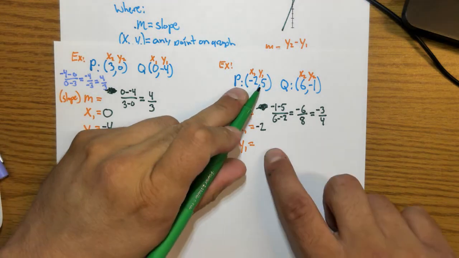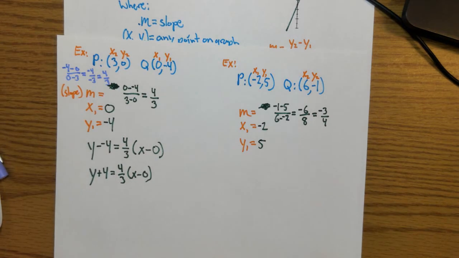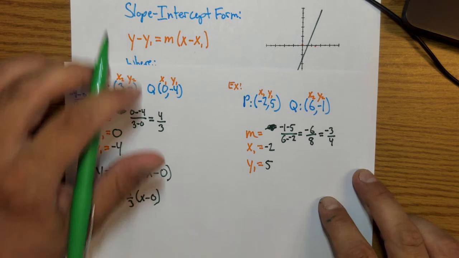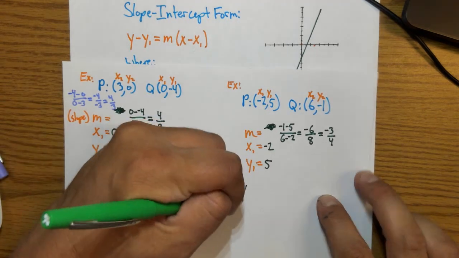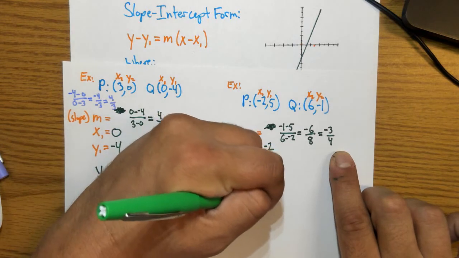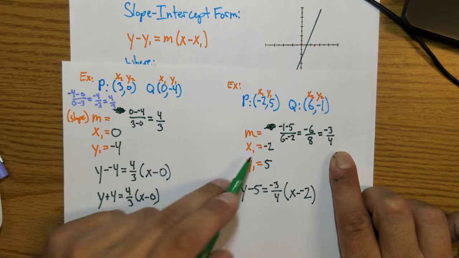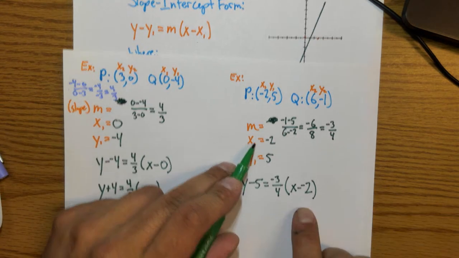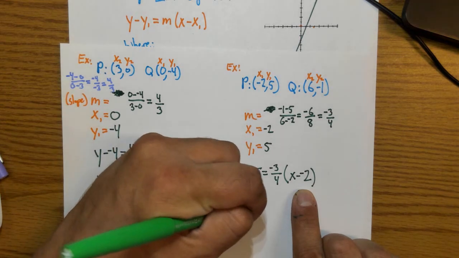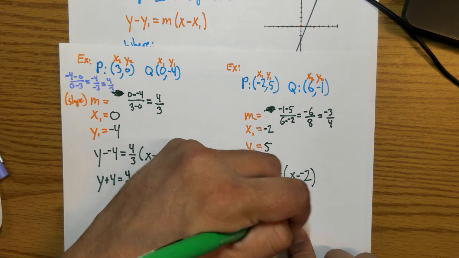Anyway, -2, y1 is 5. So now we just plug it into our formula. We have y minus 5 is equal to our slope, so -3/4, times x minus -2, x minus our x1. And again, we can clean up this double negative, so y minus 5 is equal to -3/4 times x plus 2.